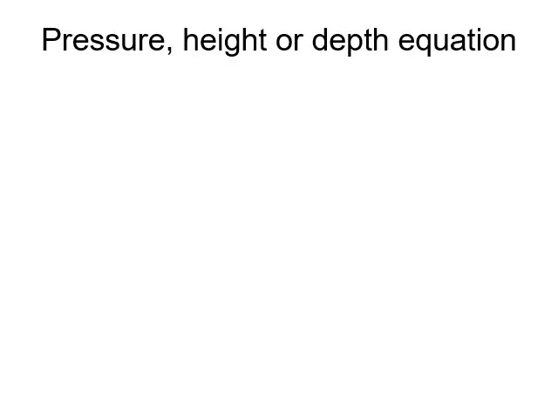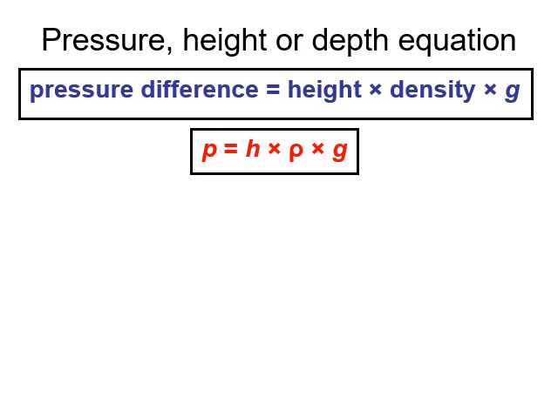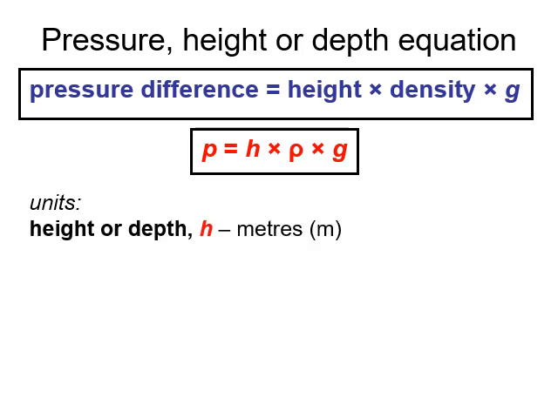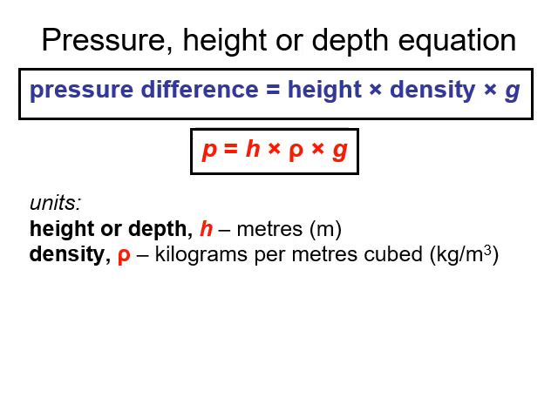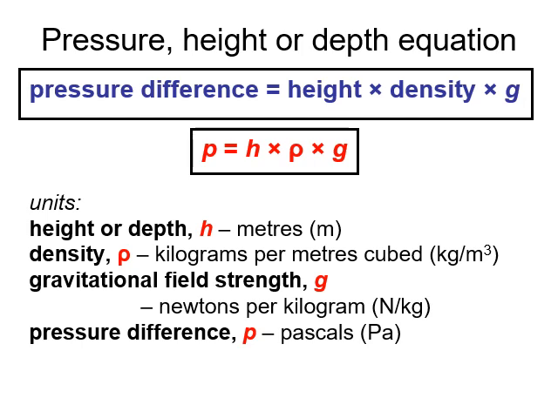So there is an equation, of course, between pressure, height, and depth, and this is the pressure difference is equal to the height times the density times g, which is the acceleration due to gravity. Okay, or P equals h times rho times g. And the units in height or depth are meters, density is kilograms per meter cubed, and gravitational field strength is newtons per kilogram. And the pressure difference is in pascals, which we've already done.